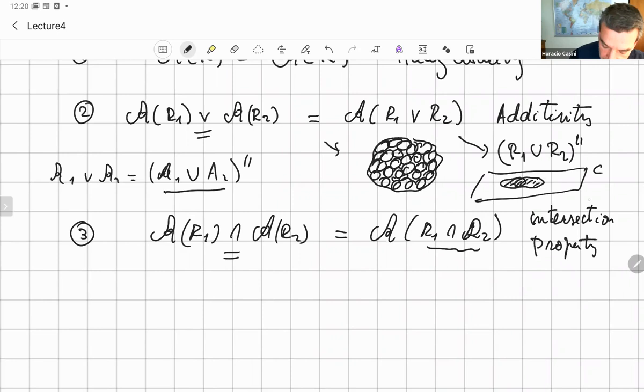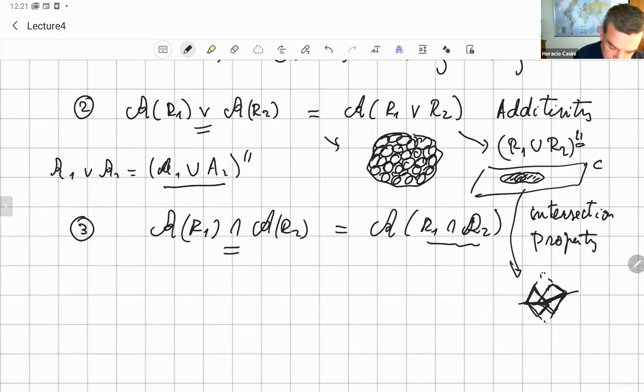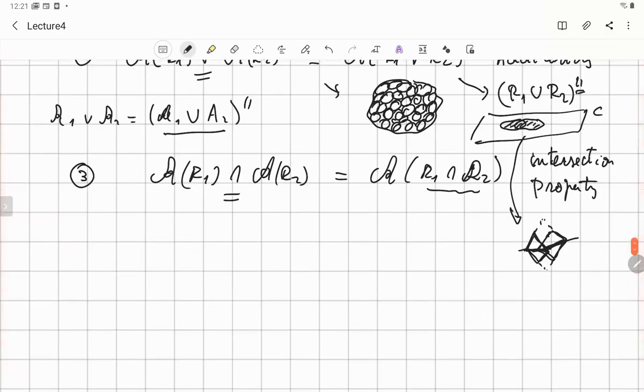Of course, when you do the causal development, if you have these two regions in the same Cauchy surface, then if you do the union and then the double causal complement, you get a bigger diamond here. Okay, I see. Thank you.